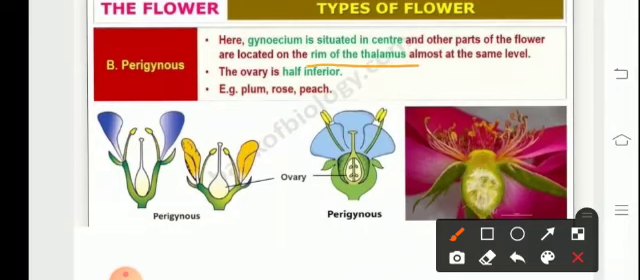So here in the section of the rose, we can see that the gynoecium is situated in the center of the other floral parts. So it is half inferior. Examples are plum, rose, peach.